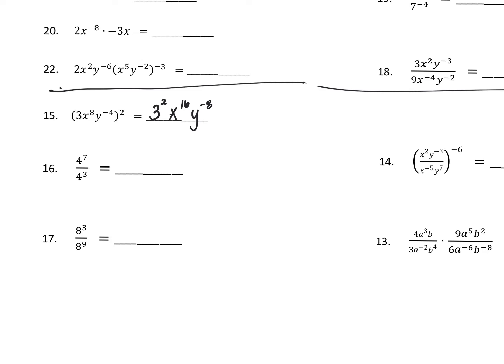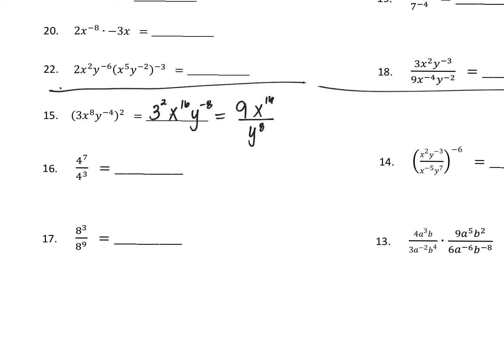Now I can simplify 3 squared, right? I get 9x to the 16th. And what happens to the y to the negative 8? It goes in the bottom. It goes in the denominator. Okay, so besides the fact that I forgot to square the 3, I did it right.